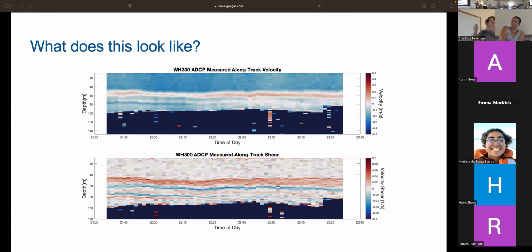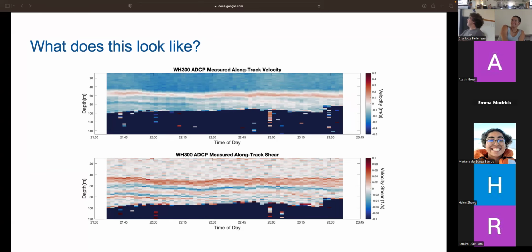Okay, so we take all these ship measurements of along-track velocity and shear. For shear, we're just doing the du/dz kind of thing, so we literally take the difference of our vertical bins and then normalize it by the actual size of these bins. So this is the Workhorse 300 kilohertz ADCP off of the Thompson from some field work that we did last year in India. It was great.